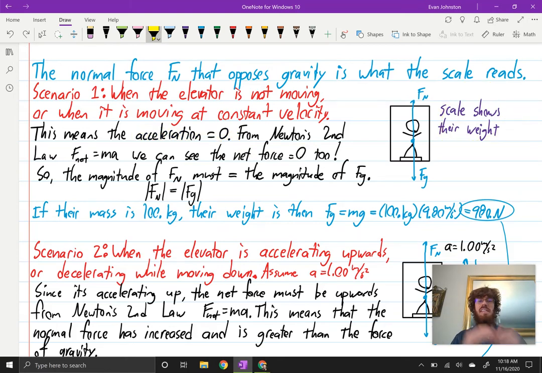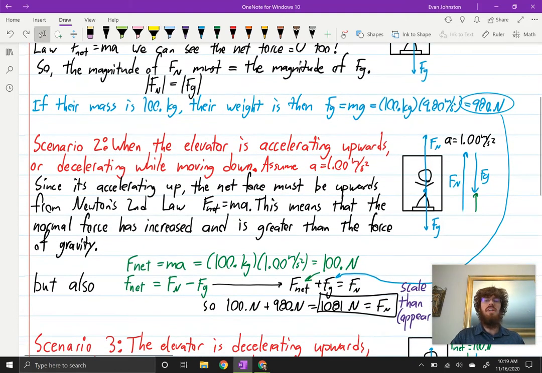And let's say for easy number's sake, they have a mass of 100 kilograms. Well, then their weight is mass times g. They're going to get a weight of 980 newtons. But that is also what the scale shows, because the scale shows that normal force, right? So the scale shows 980 for them, which is what their normal weight at the doctor's would be.